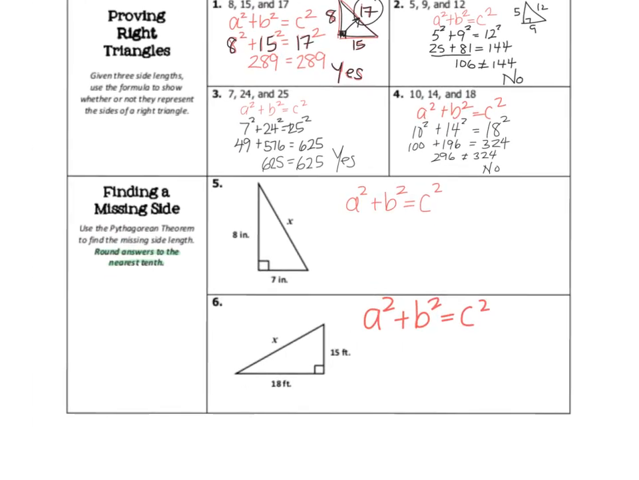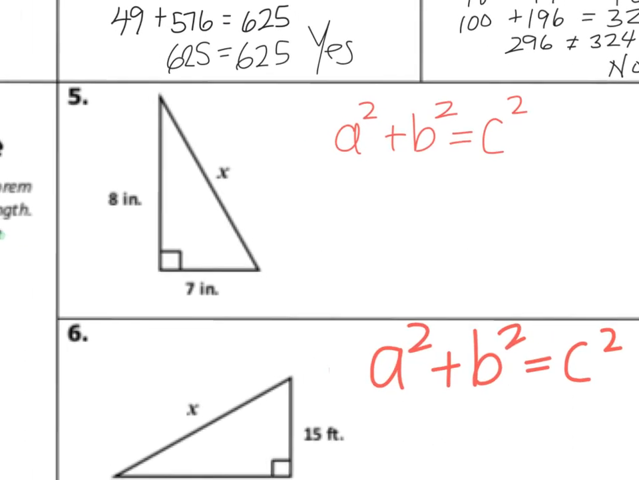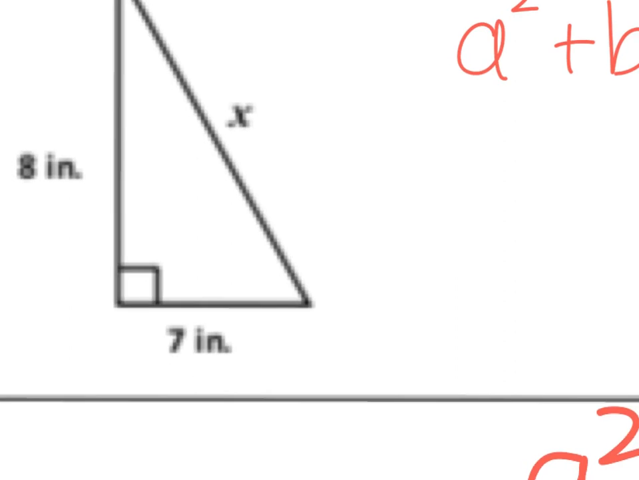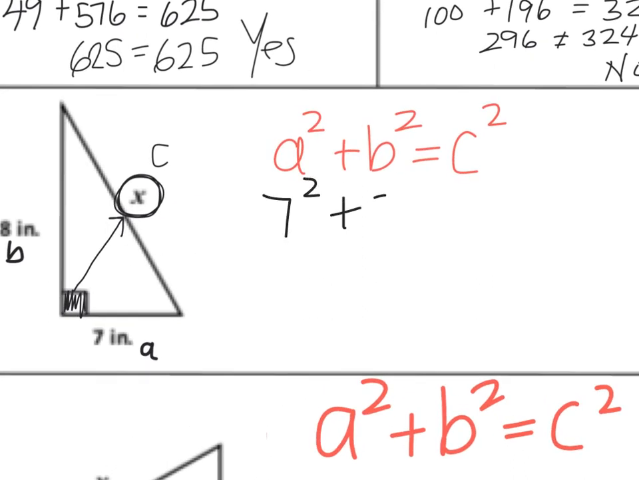Now the next part is finding the missing side. The first thing we have to figure out is, are we missing A, B, or C? The first thing you should do is go to the triangle, find that right angle, and draw a line across the triangle, because that right there is your letter C. We don't know C, which means I have A and I have B. 8 and 7, it doesn't matter, so I'm going to make 7 my A and 8 my B. So I'm going to do 7 squared plus 8 squared equals, we don't know.